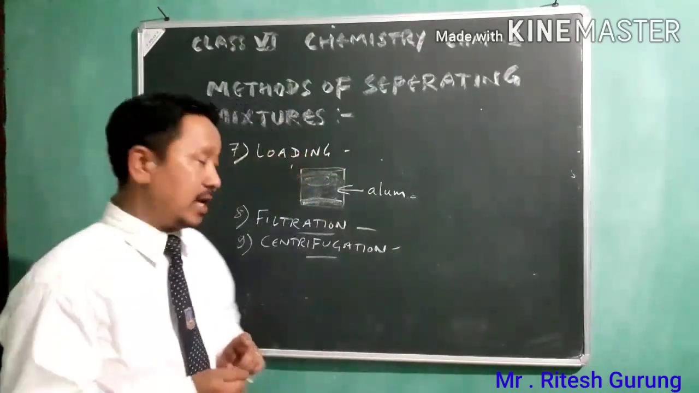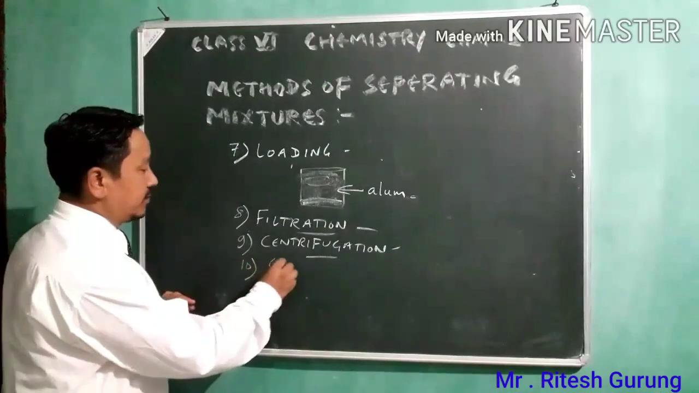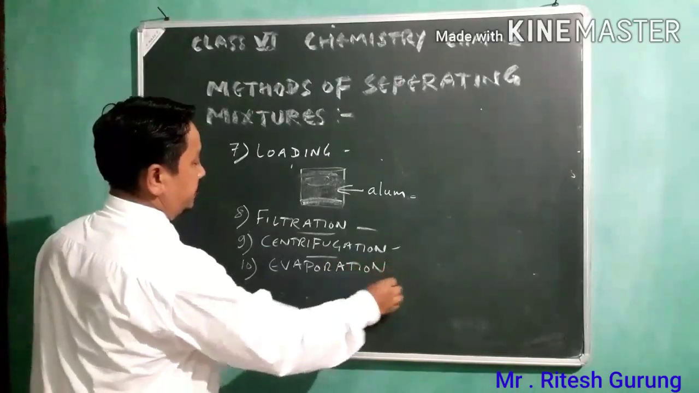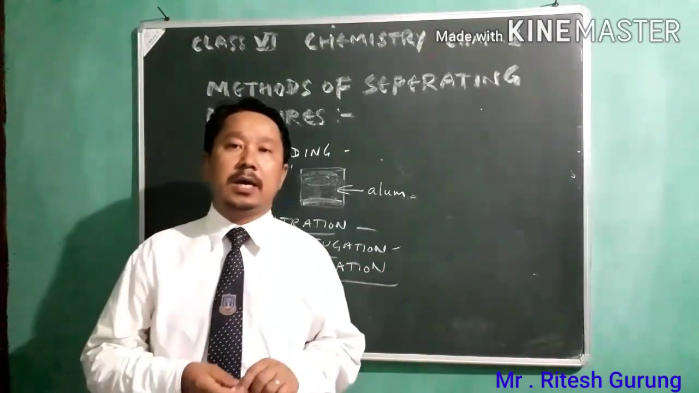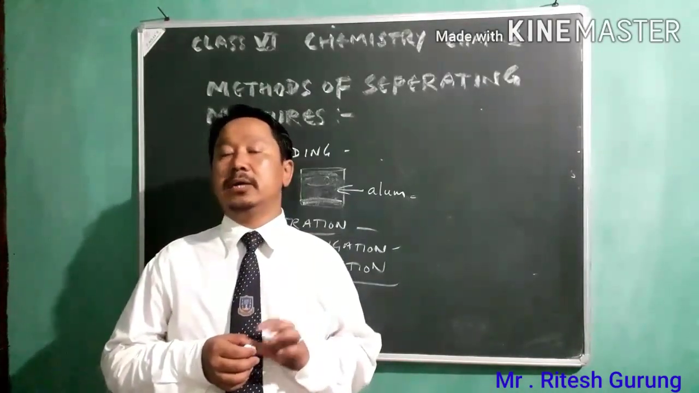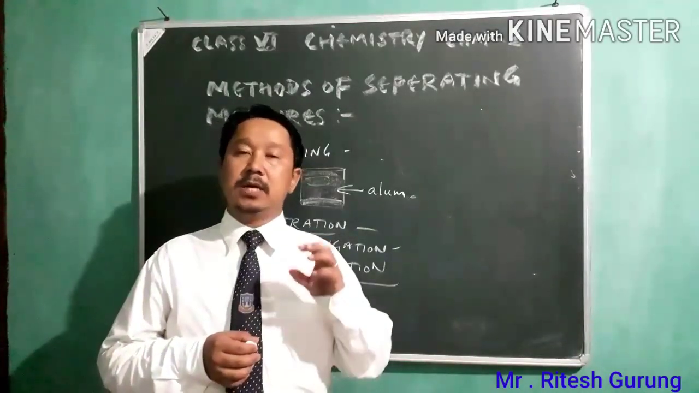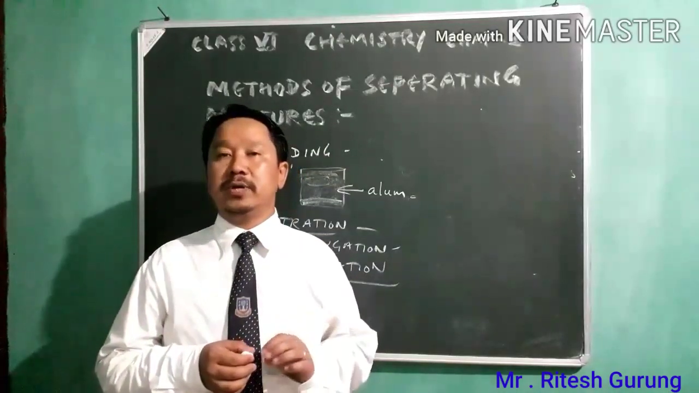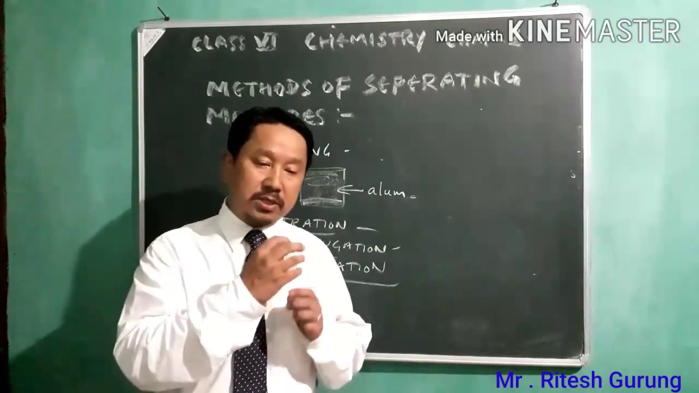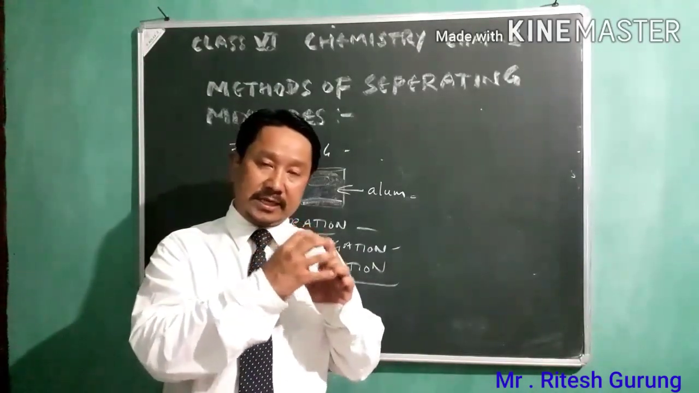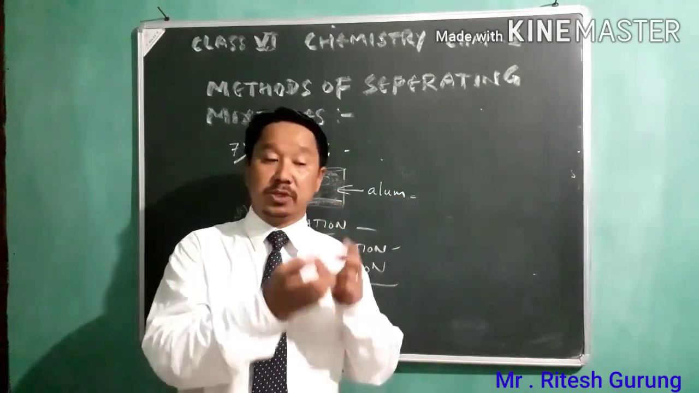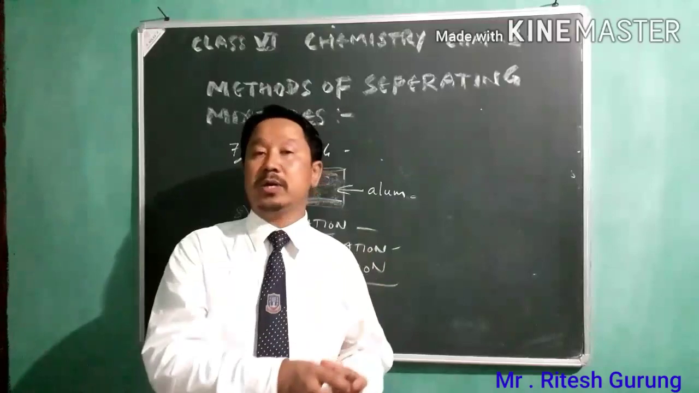And number 10 we have evaporation. Evaporation is the method of separating a solid from a liquid by heating it. When you heat it, the liquid content of the mixture will be evaporated, and only the solid portion, the solid component, will remain there.